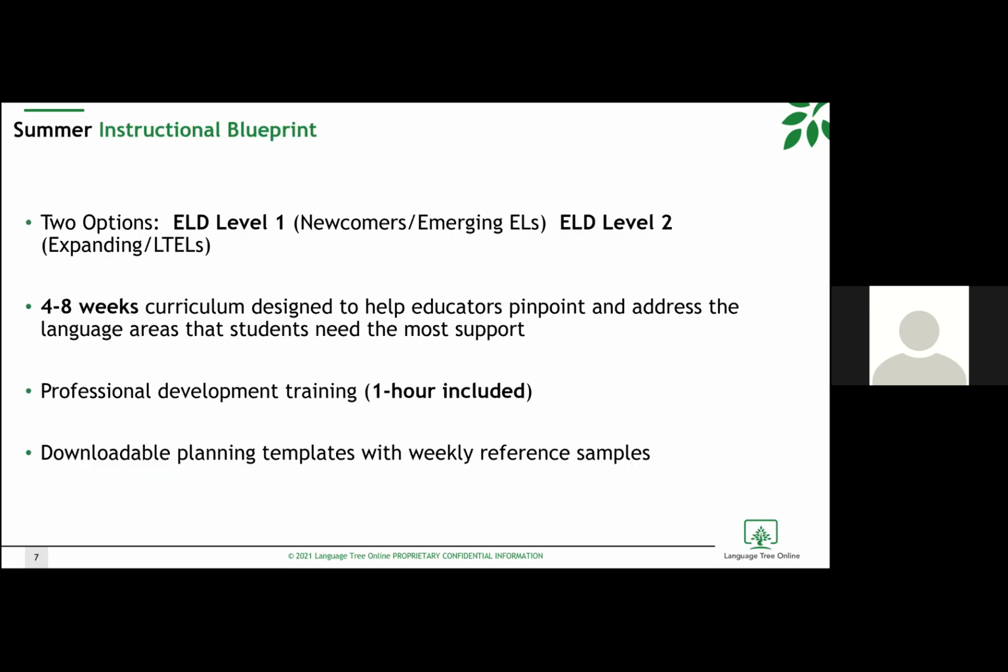So let's talk a little bit about the summer instructional blueprint, because as we know, summer school typically ranges between 4 and 8 weeks. So it's a condensed time frame. We have 2 options. We have either the ELD Level 1 option, again, that's for our newcomers and our beginning English learners. And then we have the Level 2, which is for our intermediate and our long-term English learners. As a part of the program, we do provide an hour of professional development, and we have downloadable planning templates.